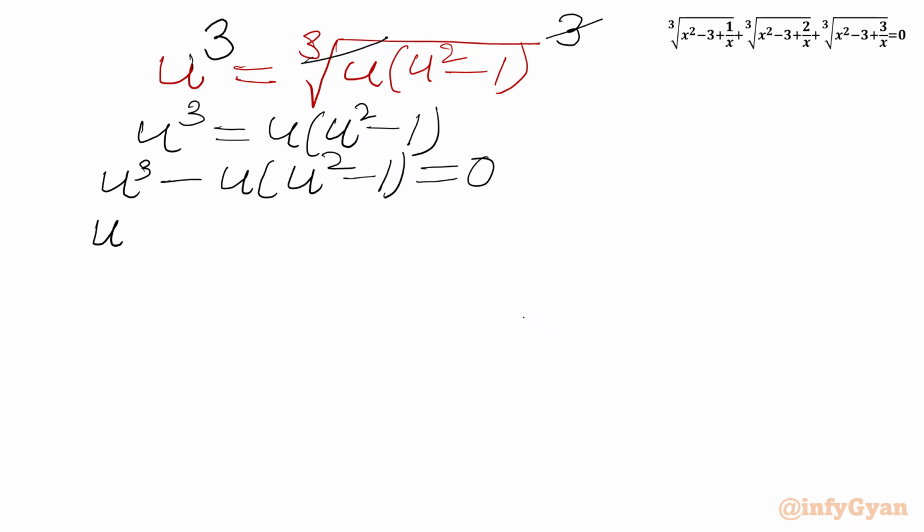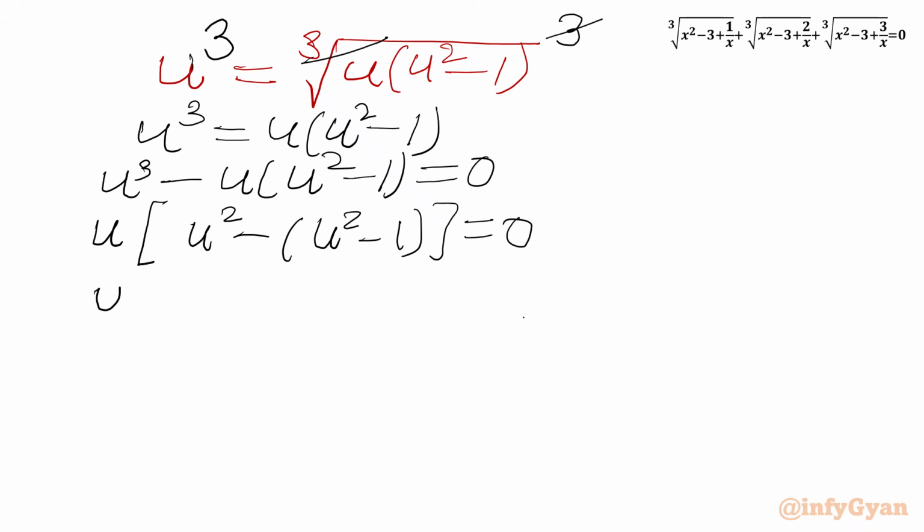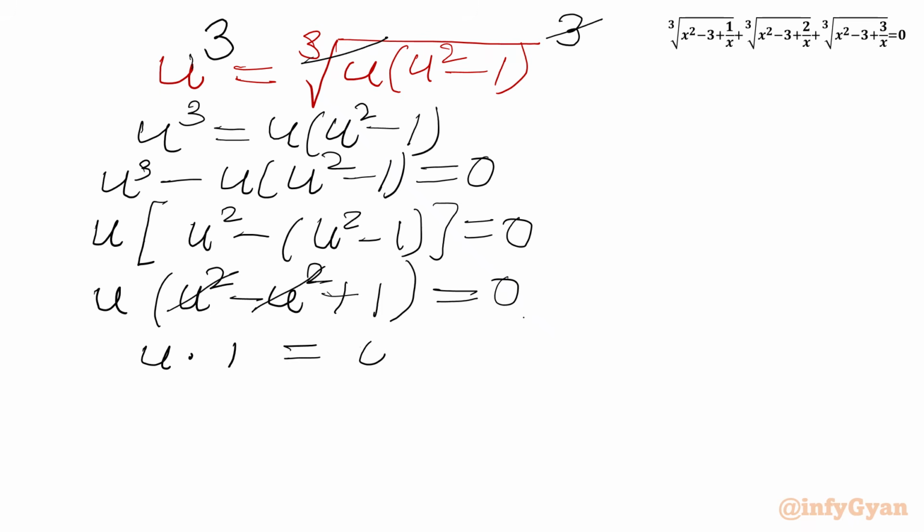We will take u common out. So in other bracket we will write u square minus u square minus 1 equal to 0. We will get u times u square minus u square plus 1 equal to 0. Now plus u square minus u square will be 0. 0 plus 1 is 1. So we will write u times 1 equal to 0, or u equal to 0.